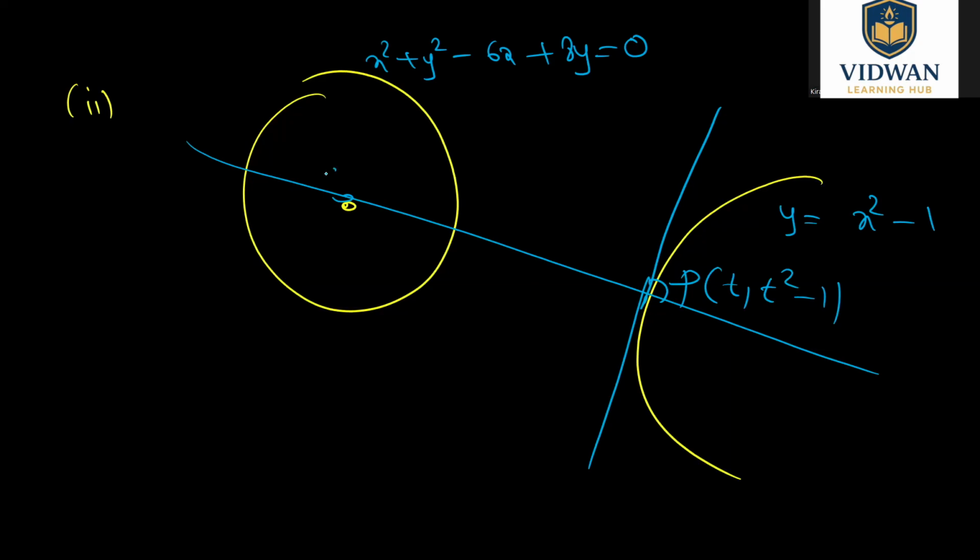In the other case, if you know the circle, you know the center. What is the center? Minus g, minus f. Here g is minus 3 and f is 4, because you compare with 2gx and 2fy. You know the center is minus g, minus f, which is 3 comma minus 4.